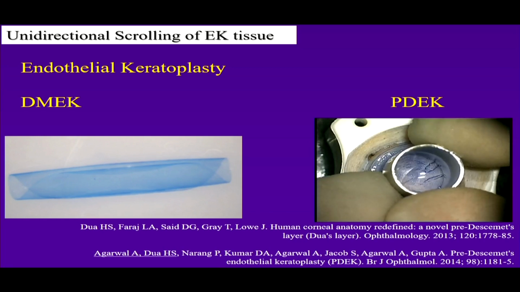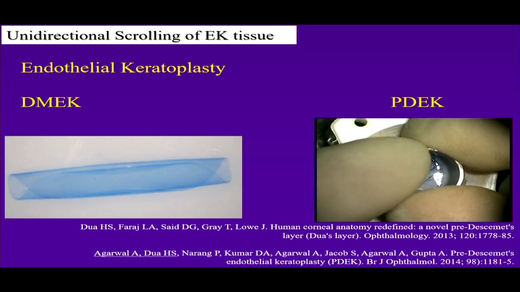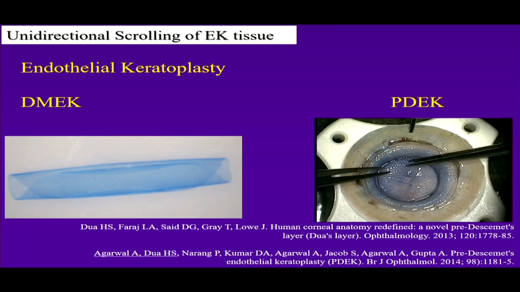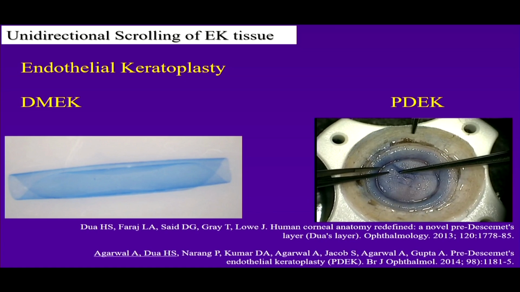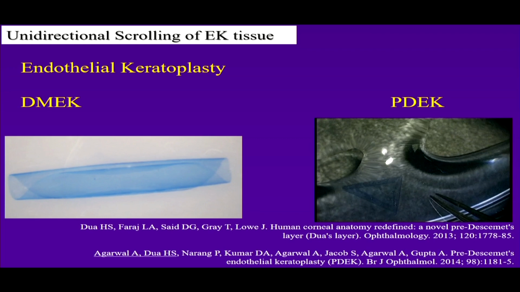So when you make a bubble, the type 1 bubble, which has the pre-Descemet's layer, Descemet's membrane, endothelium, you can cut it out or you can refine it, and then you can get this piece of tissue. This one scrolls less than the DMEK tissue, but it also scrolls with the endothelial cells outside.